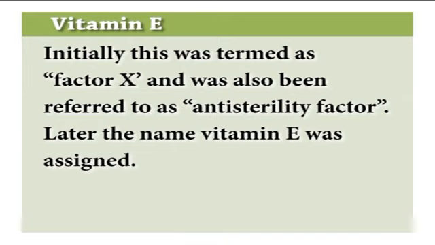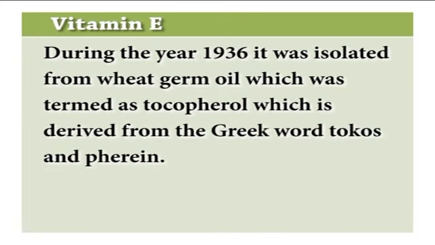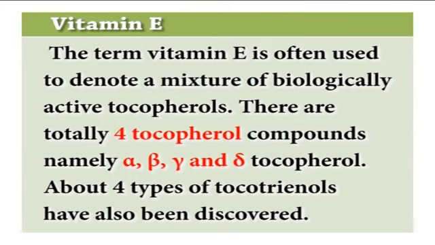Initially, this was termed factor X and was also referred to as the anti-sterility factor. Later, the name vitamin E was assigned. In the year 1936, it was isolated from wheat germ oil and termed tocopherol, which is derived from the Greek words tokos and pherin. The term vitamin E is often used to denote a mixture of biologically active tocopherols.